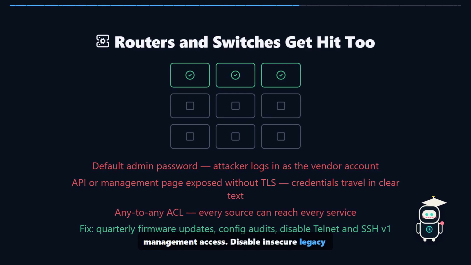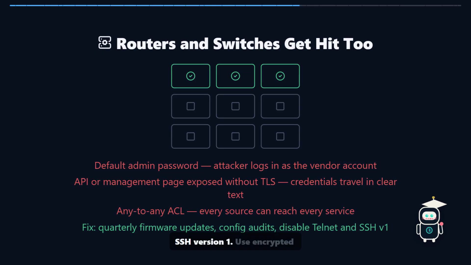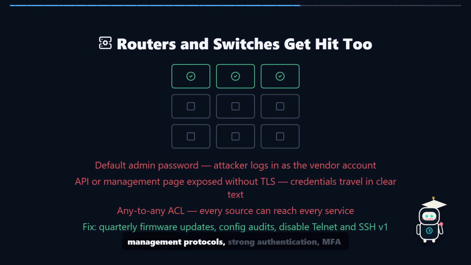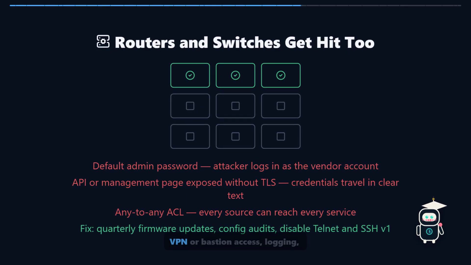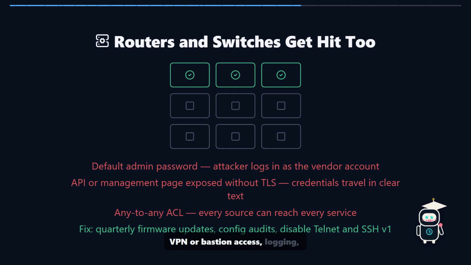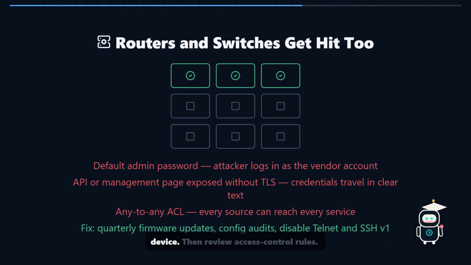Next, secure management access. Disable insecure legacy protocols such as Telnet and SSH version 1. Use encrypted management protocols, strong authentication, MFA where supported, dedicated management networks, VPN or bastion access, logging, and restrictions on which users and sources can administer the device.